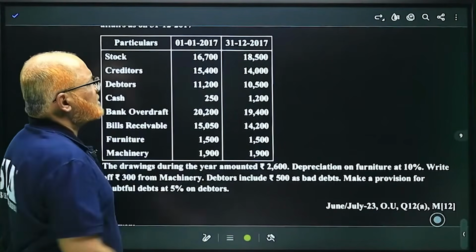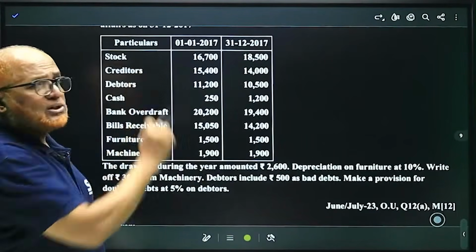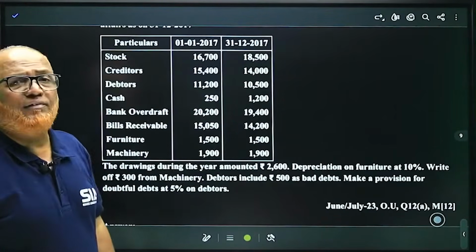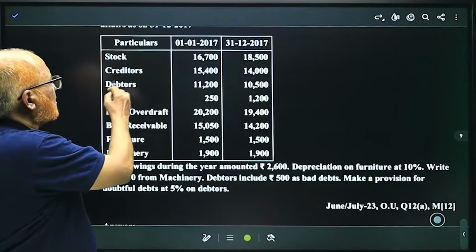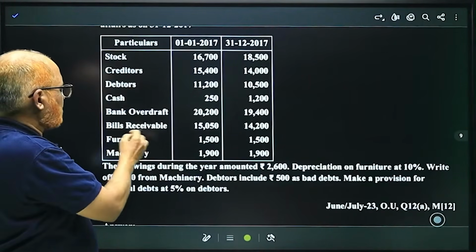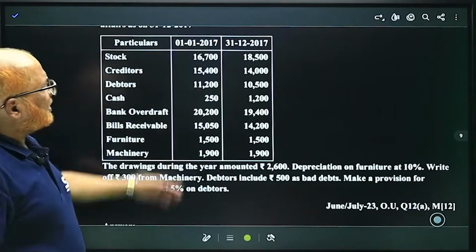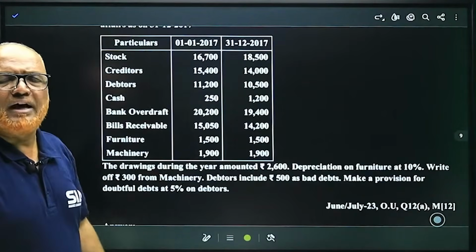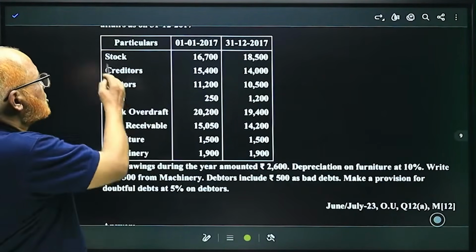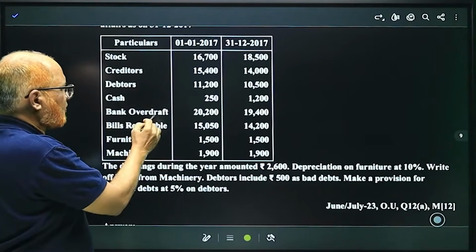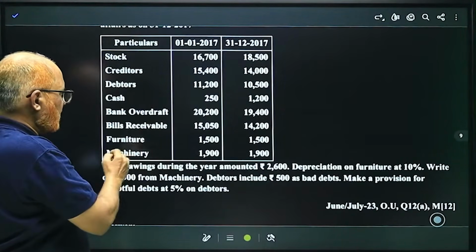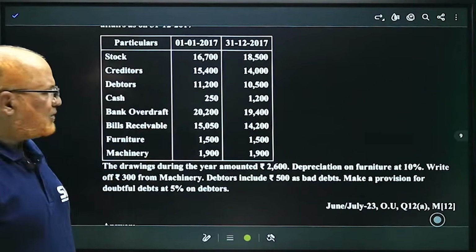Now, what information is given? Particulars: 1st January 2017, 31st December 2017, beginning of the year, end of the year. Stock, creditors, debtors, cash, bank overdraft, bills receivable, furniture, machinery. These are the balances given. Some assets are there, some liabilities are there. Stock asset, creditor liability, debtor asset, cash asset, bank overdraft liability, bills receivable, furniture, machinery, assets. All the values are given.